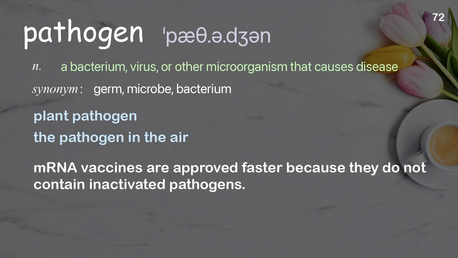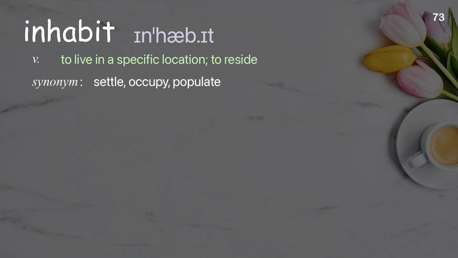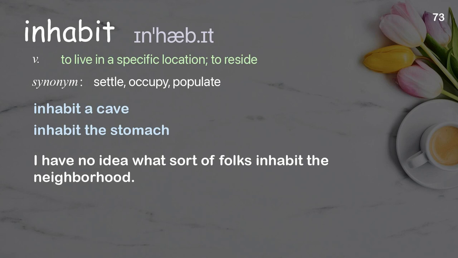Inhabit: to live in a specific location, to reside. Examples: inhabit a cave, inhabit the stomach. I have no idea what sort of folks inhabit the neighborhood.